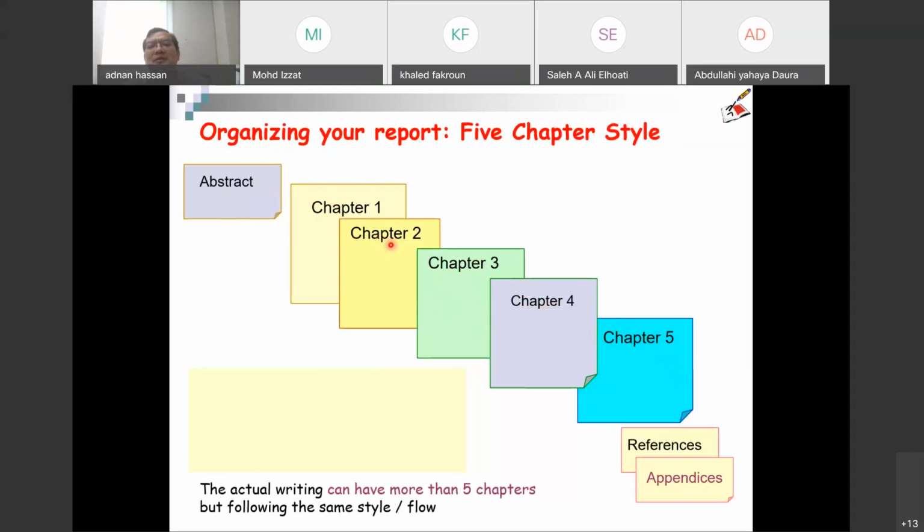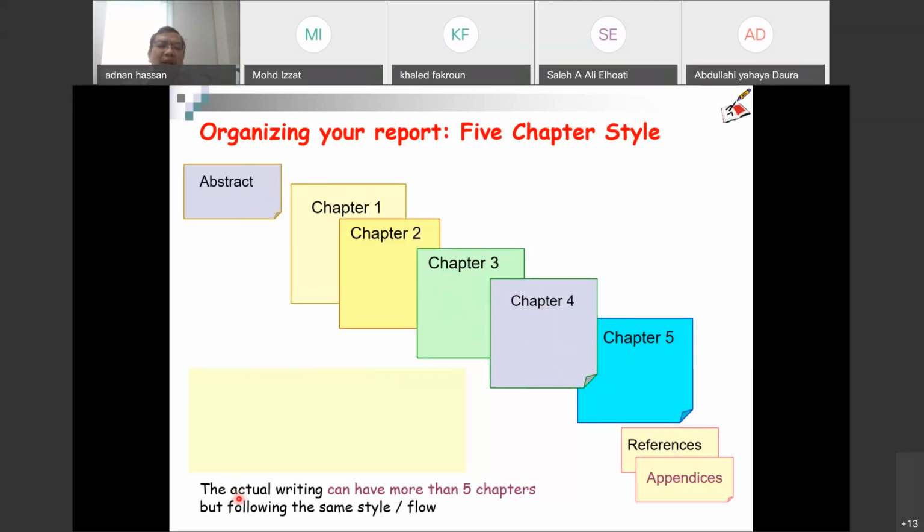Introduction, literature review, methodology, results. You may have 2 chapters for results. Maybe chapter 4 is result for method A. Chapter 5 is enhanced method of the method A. And then chapter 6 will be on discussion. Maybe chapter 7 will be a small chapter on conclusion. But the style is 5 chapter style, we call it. We call this 5 chapter style.